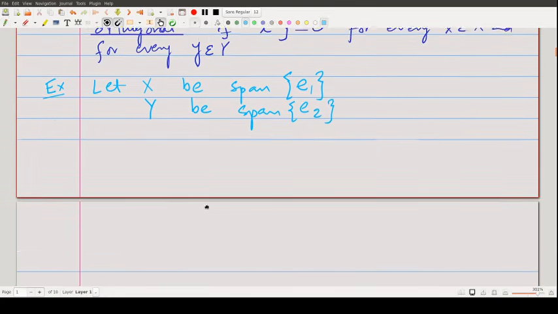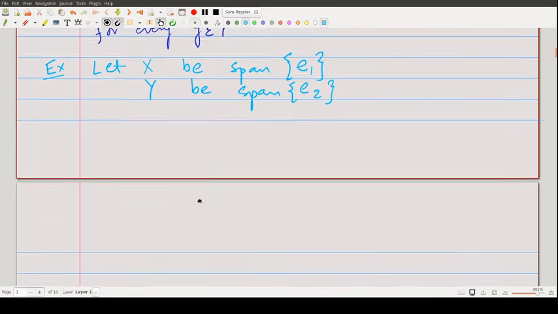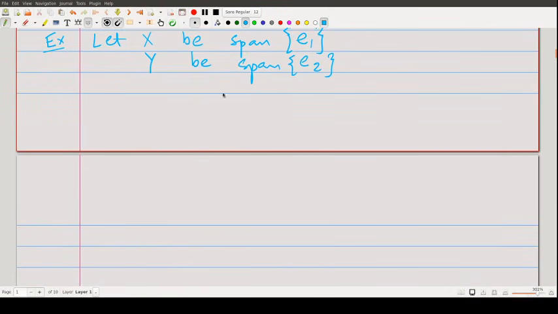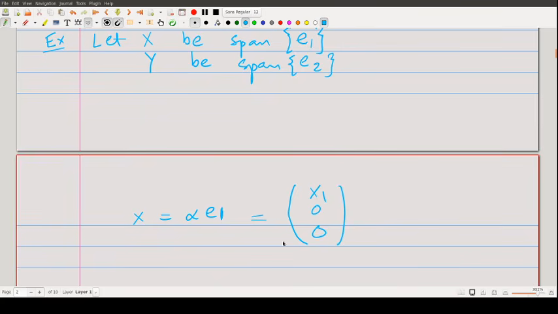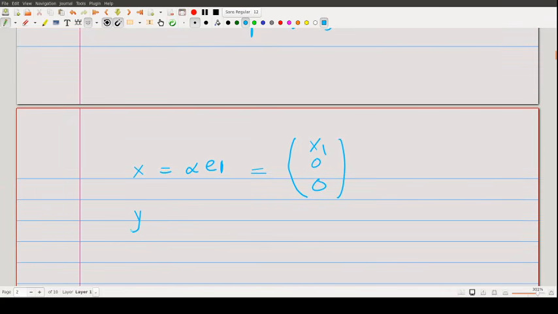If X is in the span of E1, that means X is basically alpha times E1, which is a vector that has only something in the first component. So let's suppose we have x1 and 0 and 0 here. And if Y is spanned by E2, then it's basically alpha E2, so it has only something in the second component and nothing else.